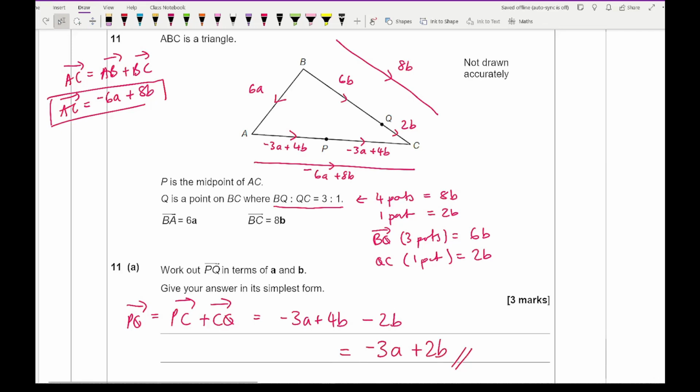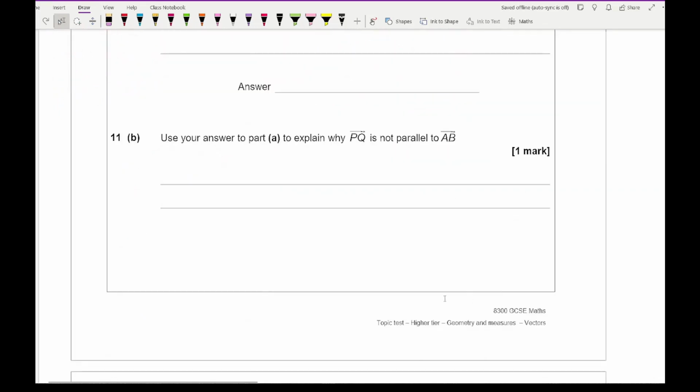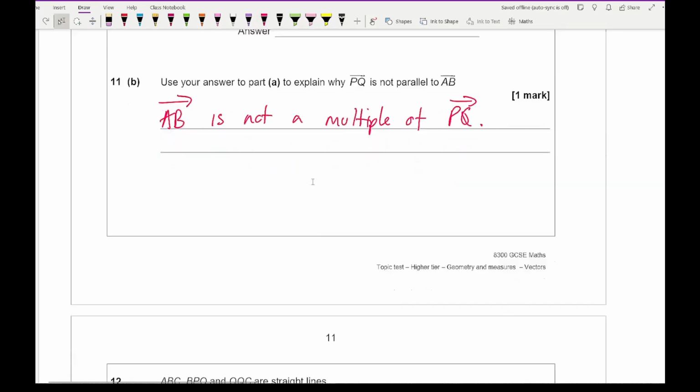Then moving on to question 11b, it says use your answer in part A to explain why PQ is not parallel to AB. Well, for this, all we need to write is something along the lines of that AB is not a multiple of PQ. And so something along those lines would be absolutely fine.